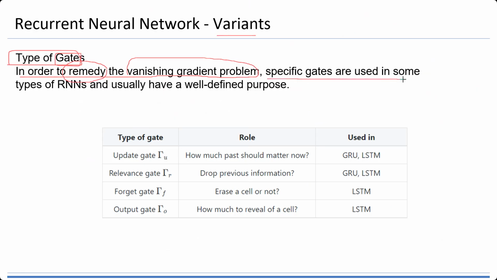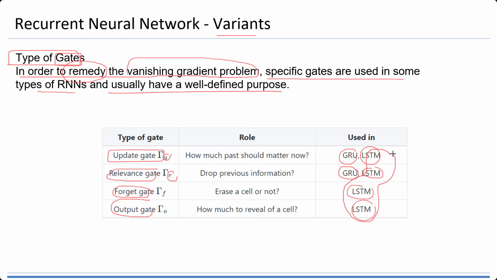Specific gates are used in some types of RNN and usually have a well-defined purpose. For example, the update gate U has been used in the GRU and the LSTM. The relevance gate R is also in the GRU and LSTM. But the output and the forget gate are only in the LSTM. So in the LSTM, it has more gates. In the GRU, they just use the update and the relevance gate.